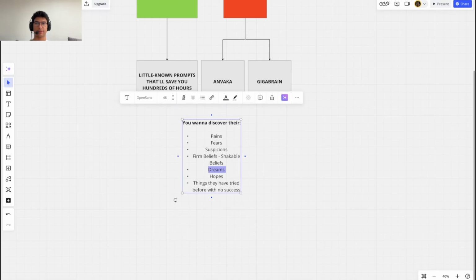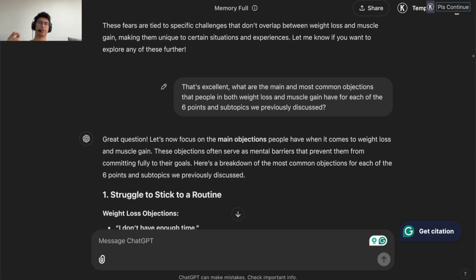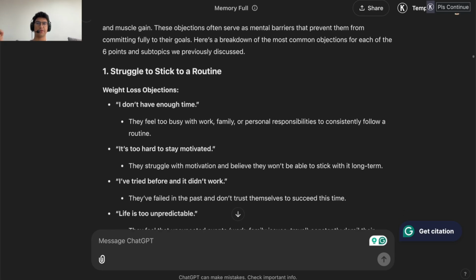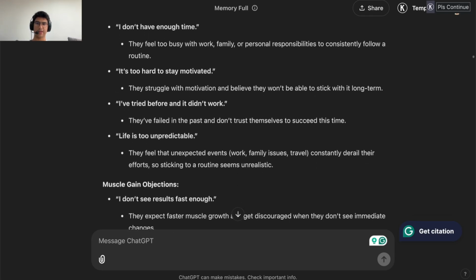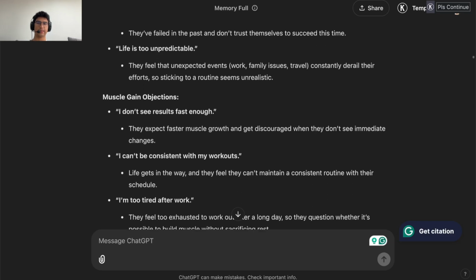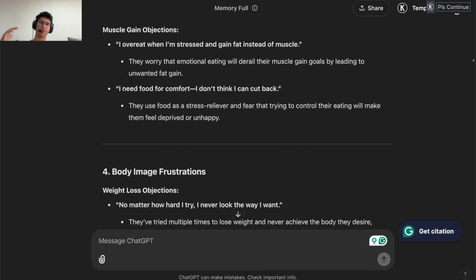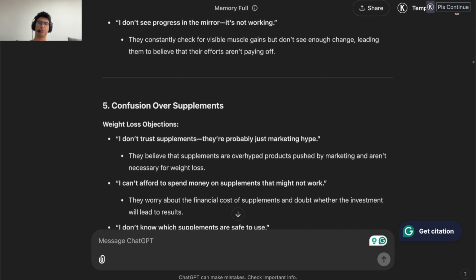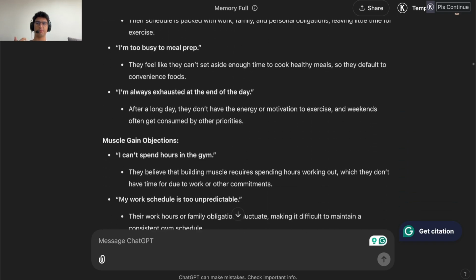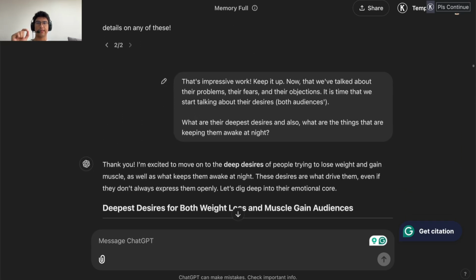I don't know if I put that right here. Objections. I failed to put that right here. Objections. So objections will be the next thing. What are the main and most common objections that people have? I don't have enough time. It's too hard to stay motivated. I've tried before and it didn't work. Life is too unpredictable. Whatever it is, it's gonna give you every single objection for every single one of the 6 points that we've been talking about. Now, that's impressive.